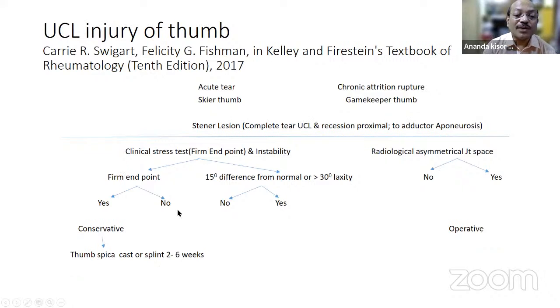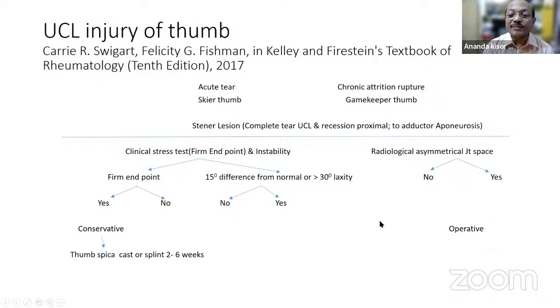Whereas if there is no firm endpoint, or there's an unstable situation, unstable situation means there is a 15-degree difference of laxity in comparison with the normal side, or more than 30-degree laxity, or there is a radiological asymmetrical joint space.